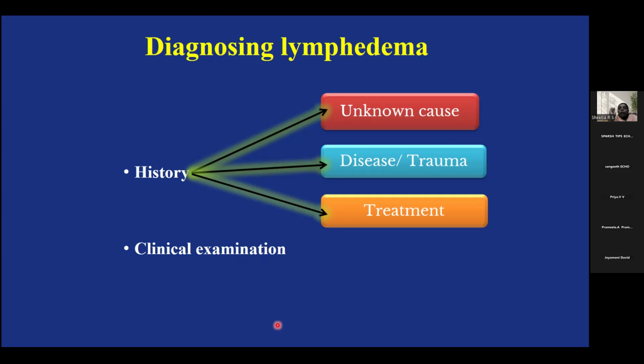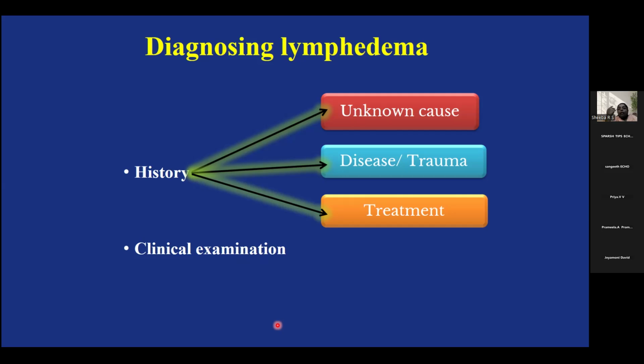Now we are going to learn how to diagnose lymphedema. From the classification, you understand that non-malignant persons can also develop lymphedema. And you have to understand that not all edema is lymphedema. Other health conditions like cardiac failure and renal failure can cause lower leg edema. So you have to take a proper history: whether there is any unknown cause, whether it is disease related, trauma related, or treatment related. If you take this history, you will be able to understand what kind of edema it is.